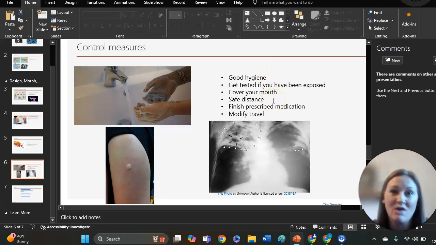You want to have a safe distance. Once you know what the symptoms are, if you see somebody coughing their head off, you want to make sure you stay a good distance away and protect yourself from that. Like I said before, you want to finish prescribed medication. You don't want to take the chance of it coming back or you developing antibiotic resistance. And you want to modify travel. If you're going out of the country to any of the places that I listed, you want to check and see their numbers on the places that you're going so you can protect yourself.